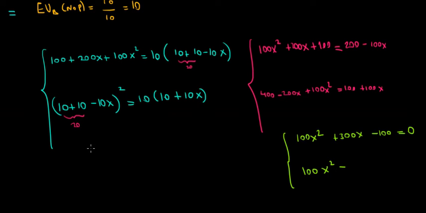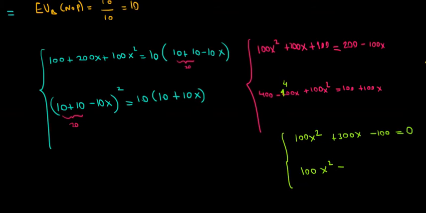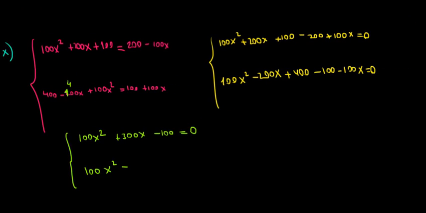Sorry guys, I just noticed one mistake here. When I open here the brackets, 2 times 20 times 10, that's 400, not 200. My bad. So here we should have 400x. I will correct it real quick. Here we have 400x. 400x and 100x is going to give us minus 500x. Plus 400 minus 100 is going to be plus 300 equals 0.